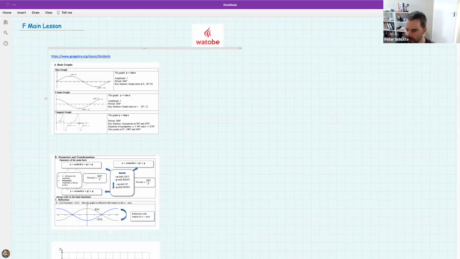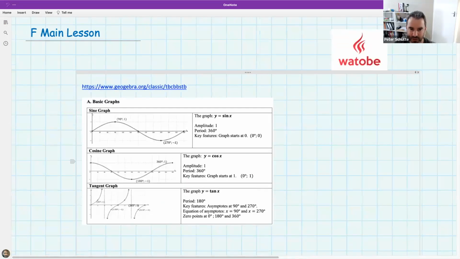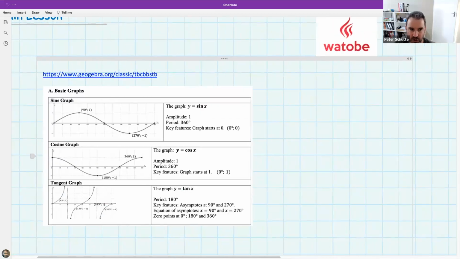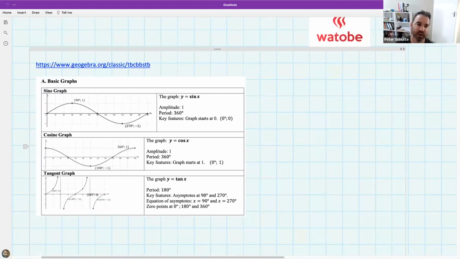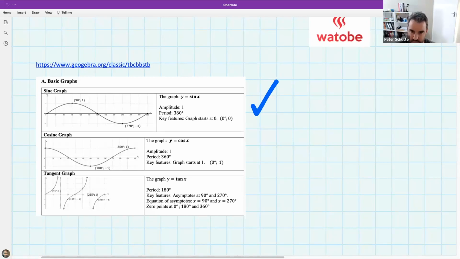So let's take a moment to go back in time to grade 10 and just make sure we know the three main trig functions. Trig function number one, the sine function. You'll see that the sine function has a period of 360, amplitude of 1, and it starts by going up, down, down, up, and we call these two points, like here and here, the turning points. So that is the sine graph, period of 360.